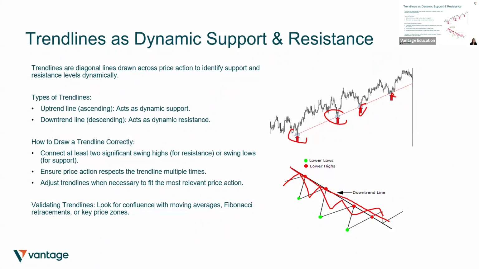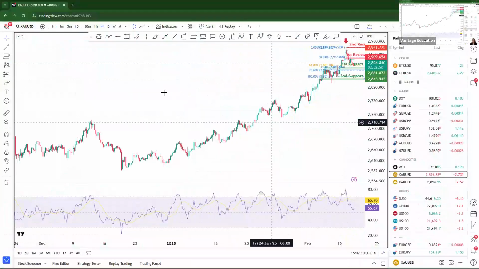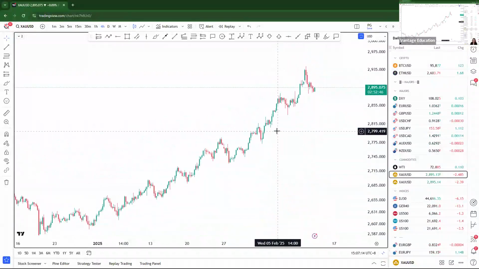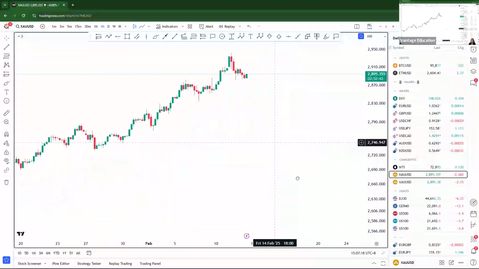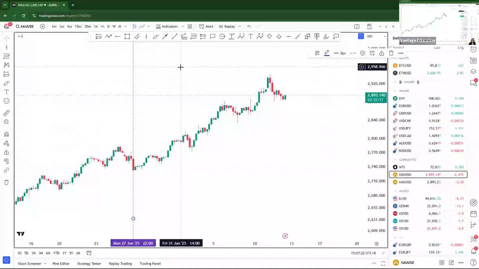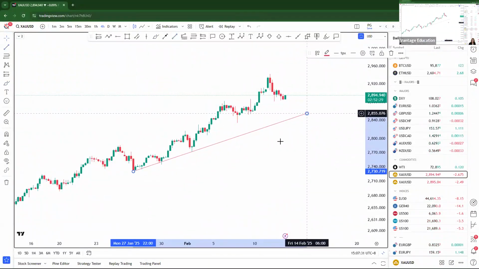Before that, let me pull up the chart where we will use the trend line. Look at the H4 time frame, and you know that price is in a very strong uptrend. Maybe we just pick from this point over here. What you're going to see is that if you connect the trend line, it has three touches.